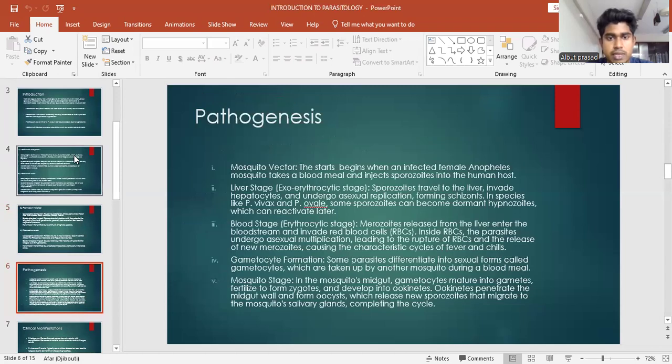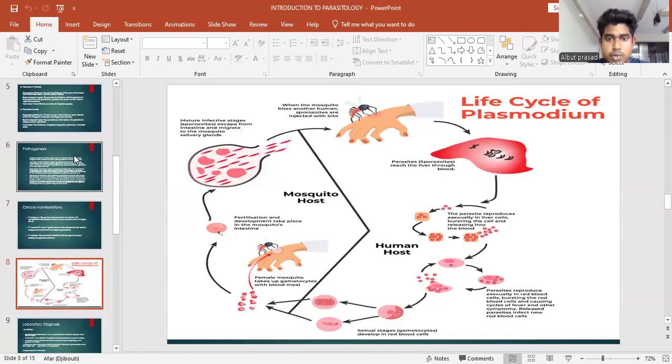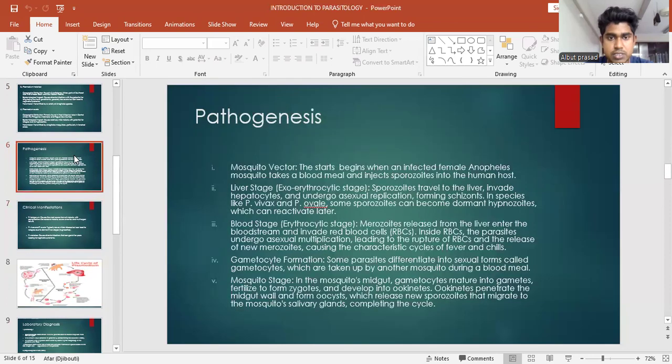Now looking at their pathogenesis. The pathogenesis and the life cycle are similar. They are actually the same, but in pathogenesis I'll just go through the points, and in the life cycle, we have diagrams for you to understand each of the points that I'll be discussing in these steps. So first is the mosquito vector.